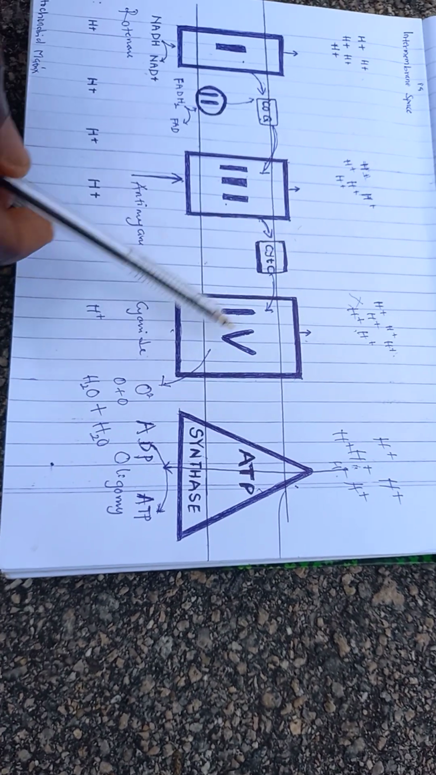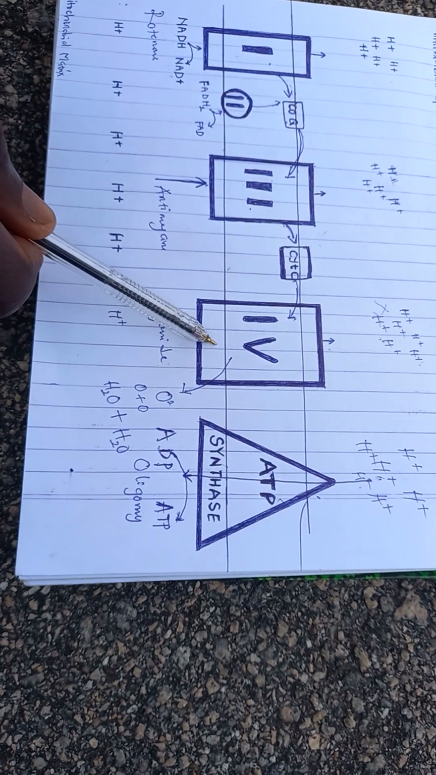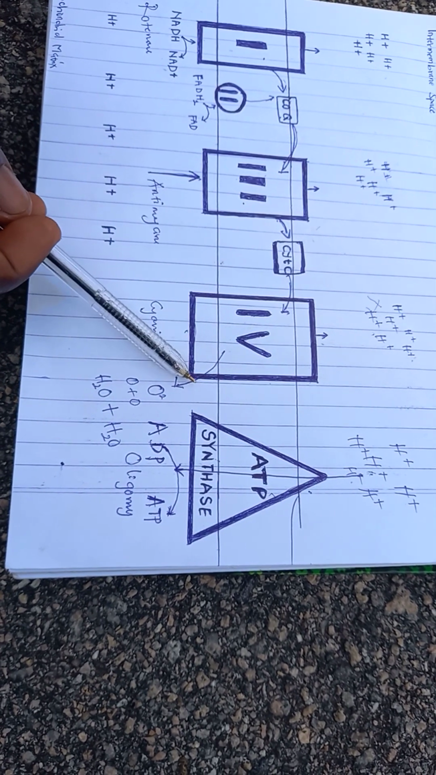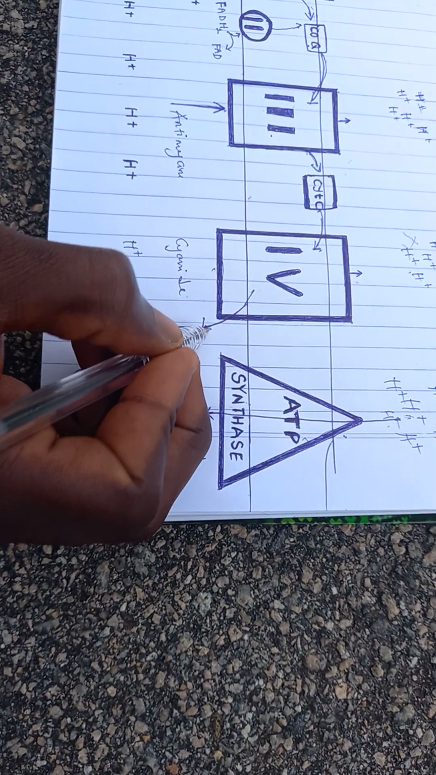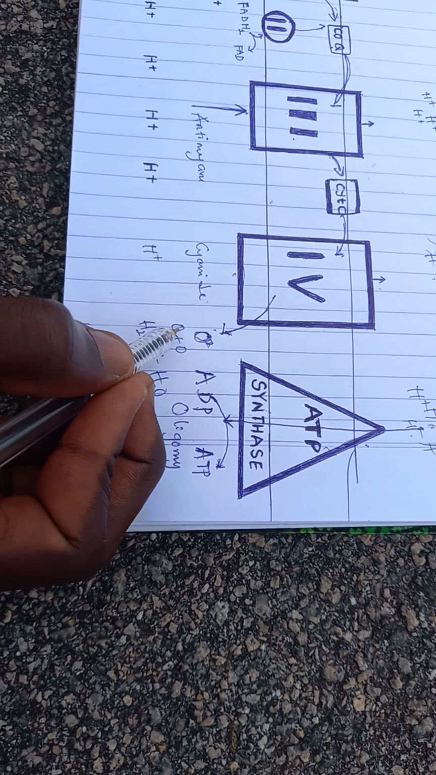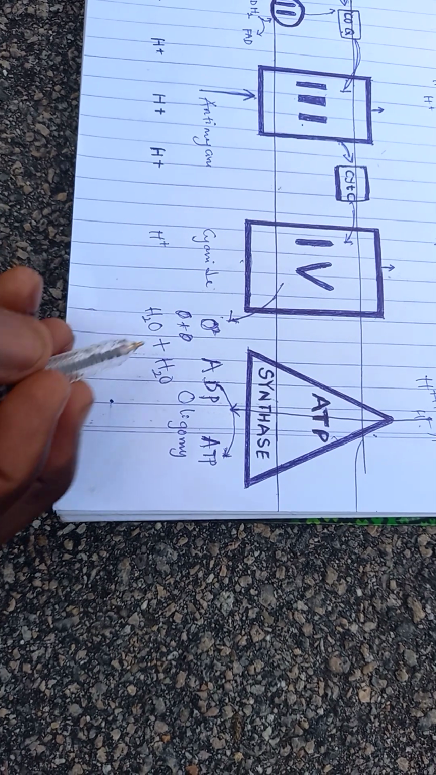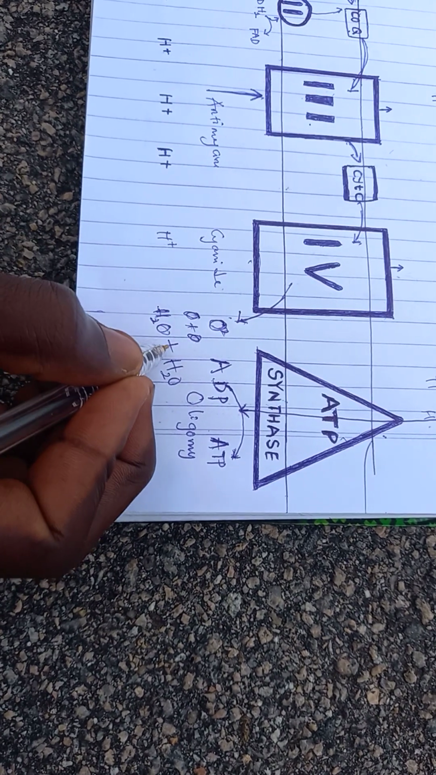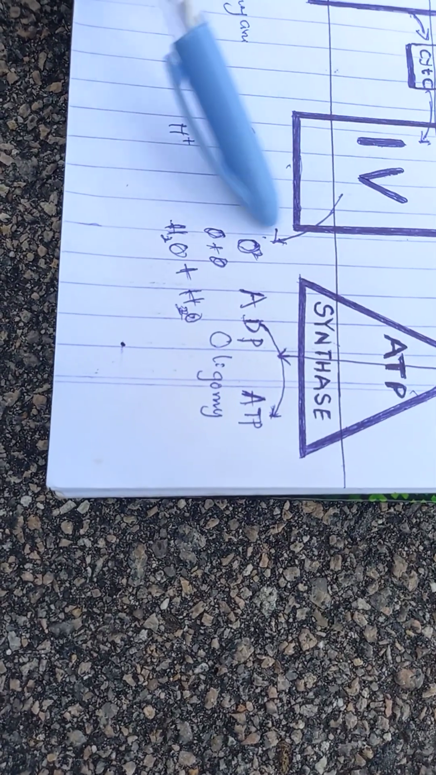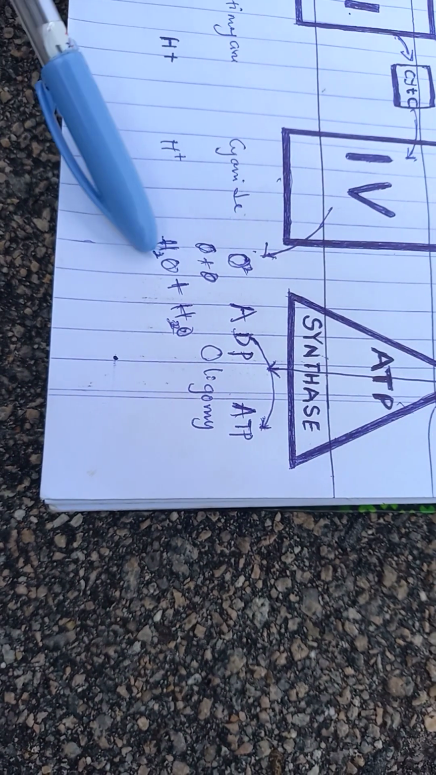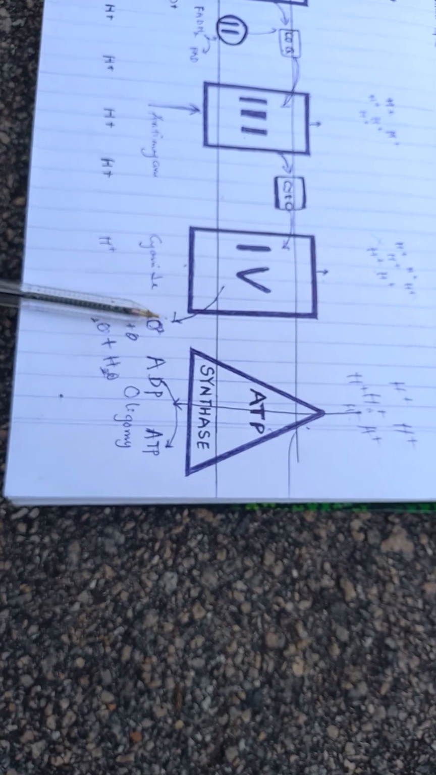So complex 4 now gives the electron to the final electron acceptor in the electron transport chain, which is oxygen. Oxygen receives this electron and then splits into two oxygen ions. On receiving protons, it changes to two water molecules, H2O. So oxygen receiving electron and proton gives two water molecules. Here in the electron transport chain, oxygen is the final electron acceptor.